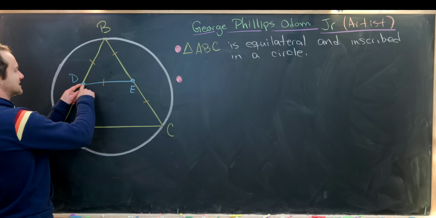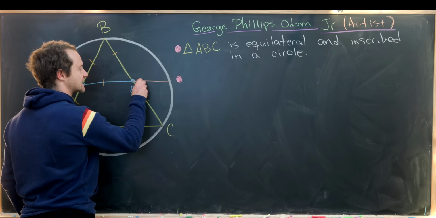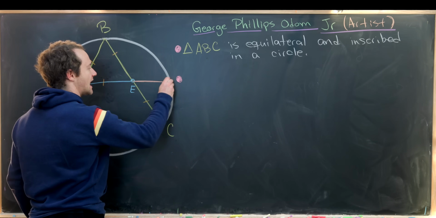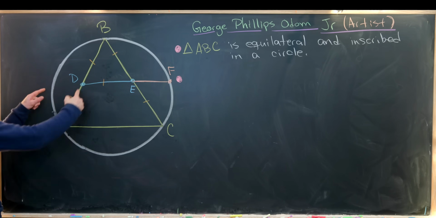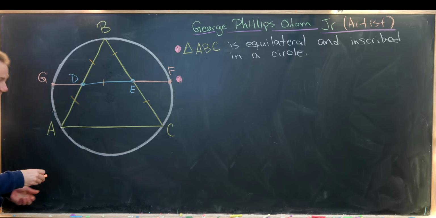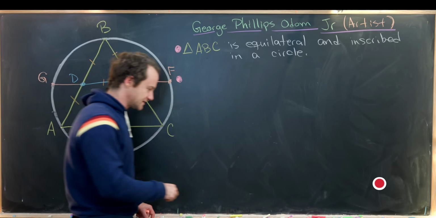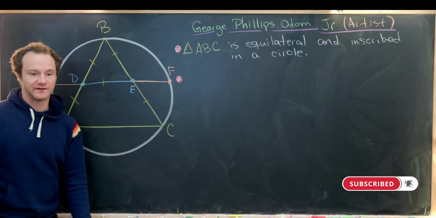So now what do we do from here? Well, I'm going to take this line segment DE and extend it until it intersects with our circle. I'll call that intersection point F. And then I'll also extend it back this way, and I'll call this intersection point G. And then that allows us to state our goal now that we have this fully completed figure.